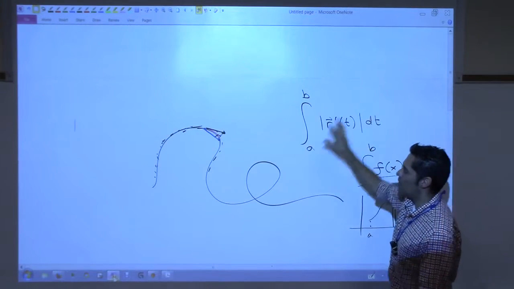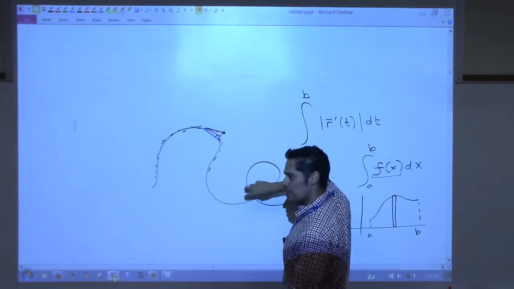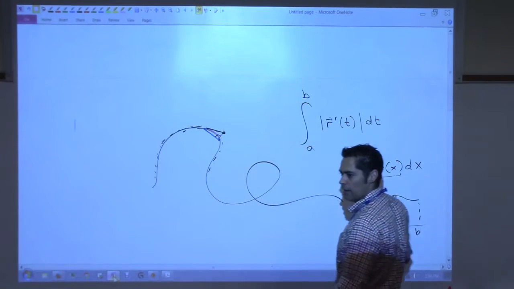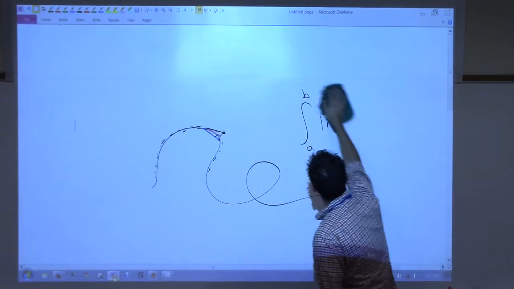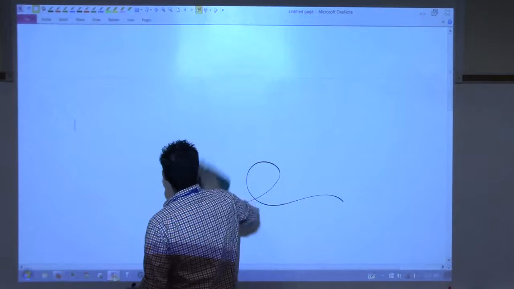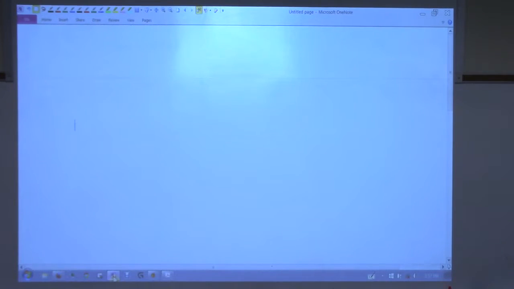This is adding up arc lengths. It's adding up little derivative tangents the whole way around. Okay. Y'all doing all right? Okay.